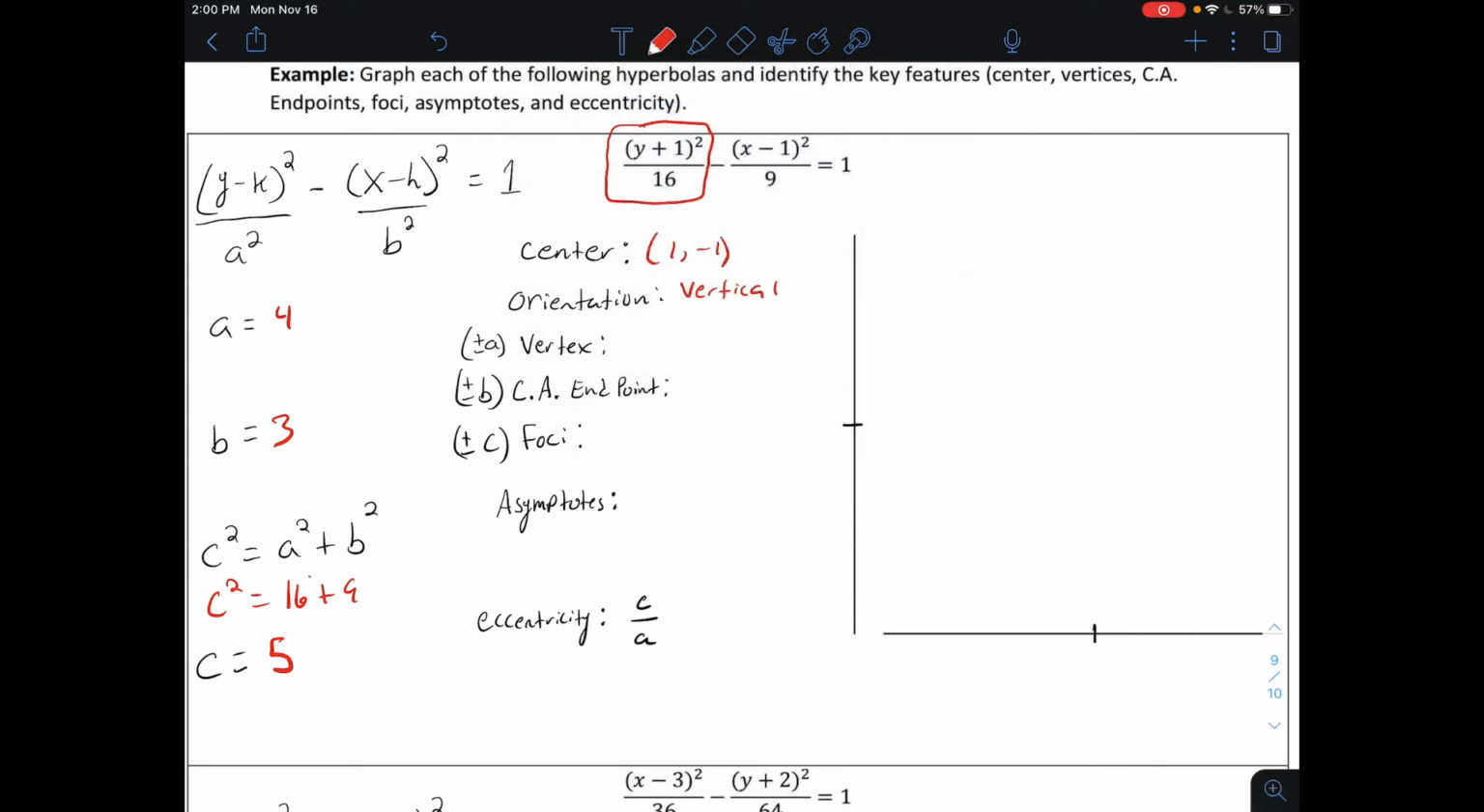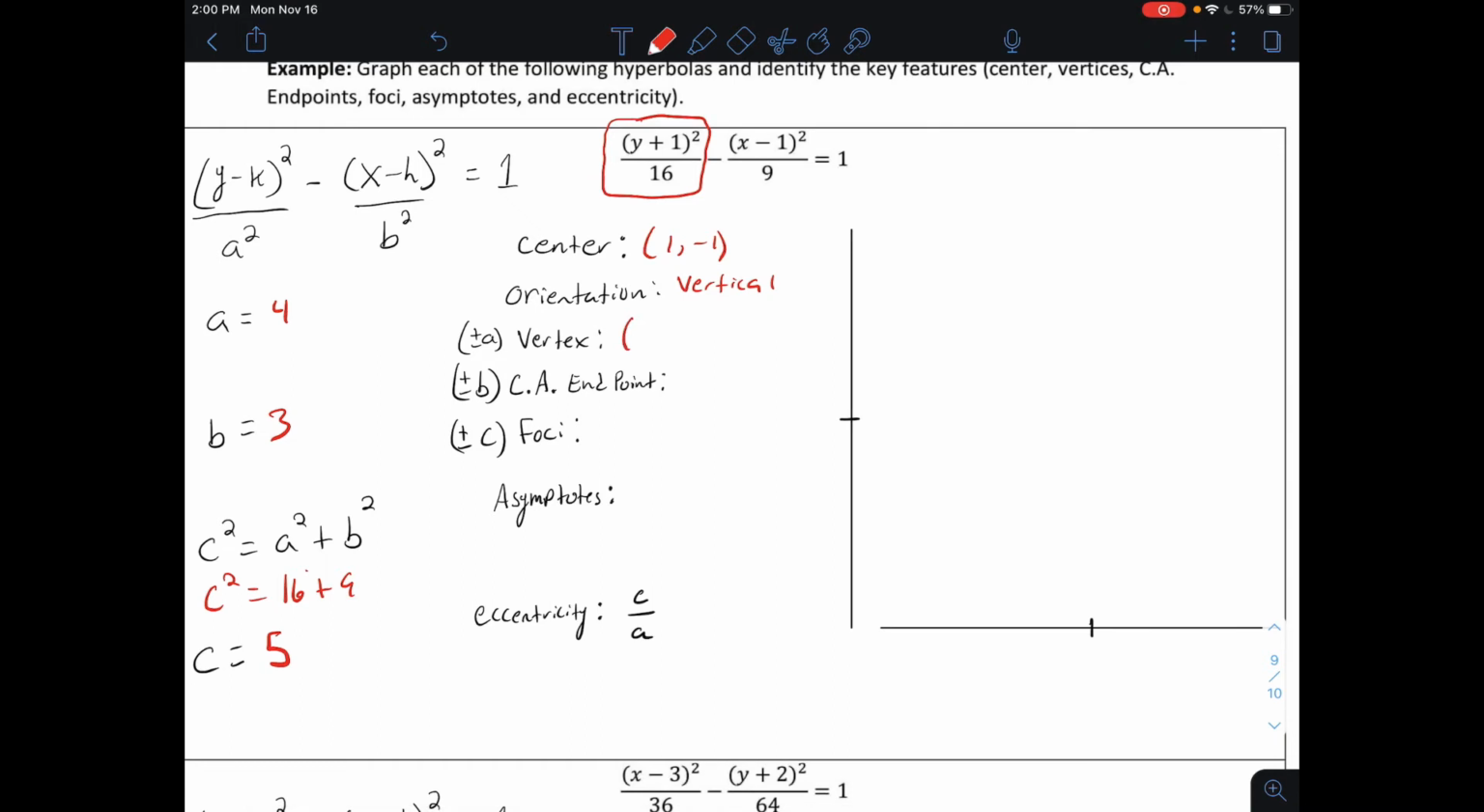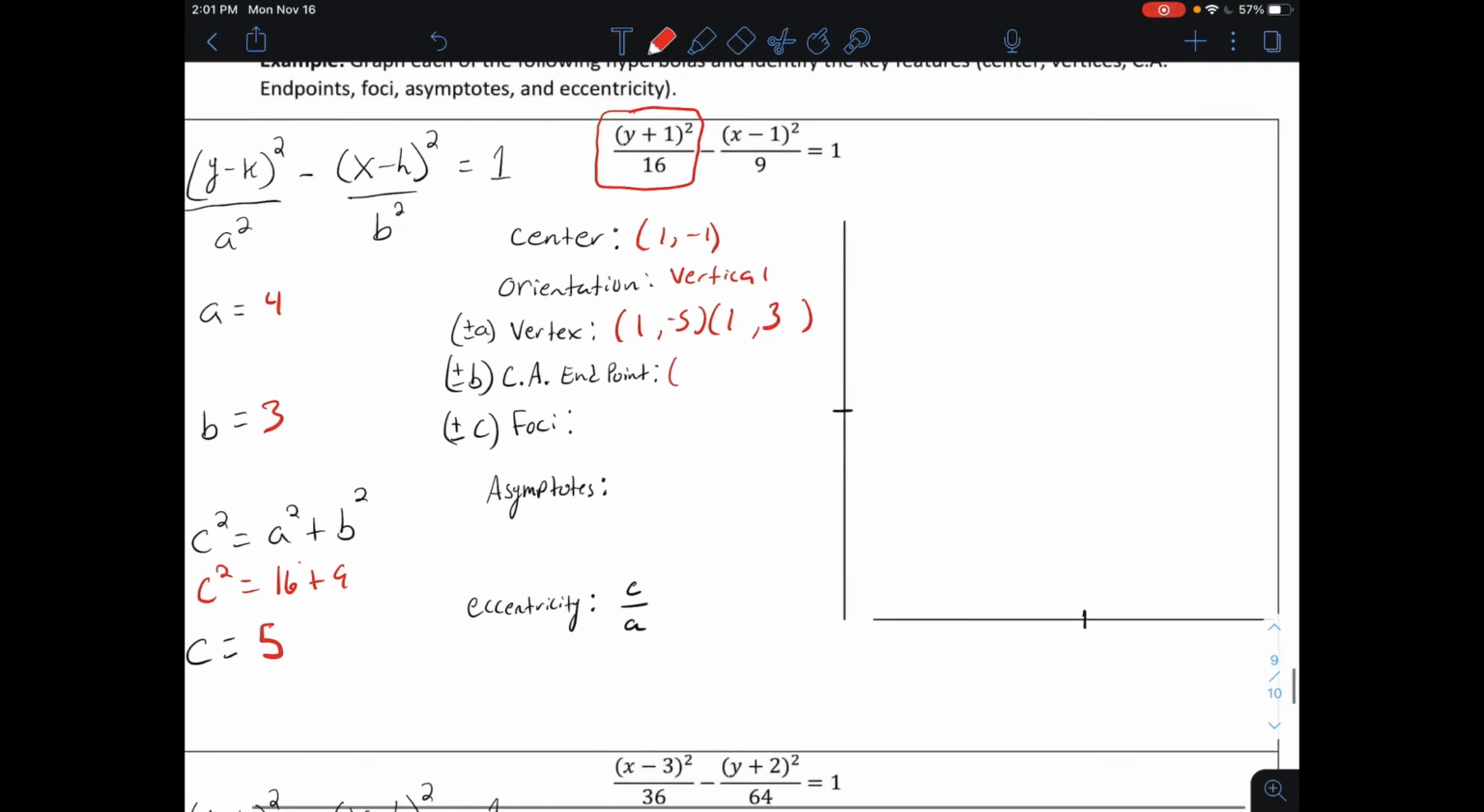So our vertices here, if we're oriented vertical, a vertex is going to lie above and below the center. So I would add and subtract A to my center to get my vertices. They're going to have the same x value. I'm going to take away 4, so I got 1, -5 for one vertex, add 4, so we have 1 comma positive 3 for a second vertex. The conjugate axis endpoint is going to be in the other direction, so instead of up and down, it's going to be right and left of our center.